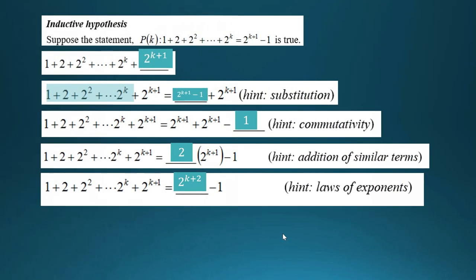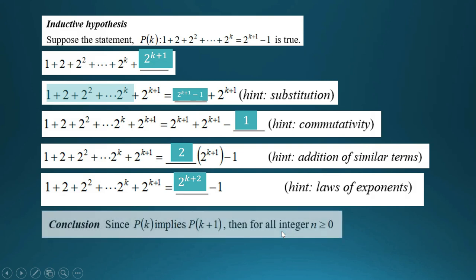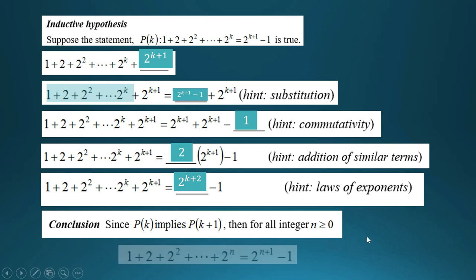We are done with the part on inductive hypothesis. We will now proceed with making the conclusion. Since P of k implies the statement is also true for k plus 1, then for all integers n greater than or equal to 0, this is true.